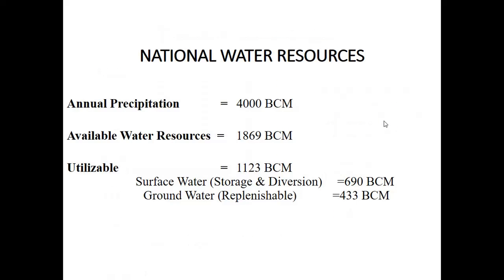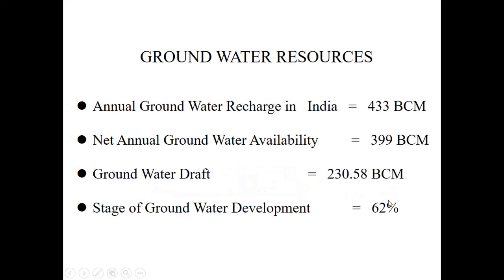So now, how much natural resources do we have? Annual precipitation for us in India is 4,000 billion cubic meters. Available water resources are 1869 billion cubic meters. So utilizable quantity, how much is it? It is approximately equal to 1123 billion cubic meters. In that, surface water is 690 billion cubic meters and groundwater, which is replenishable, is 433 billion cubic meters.